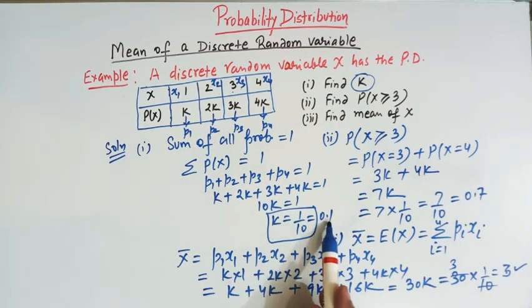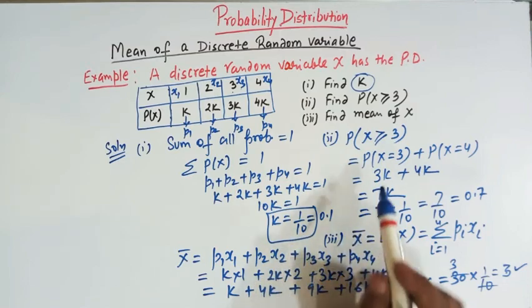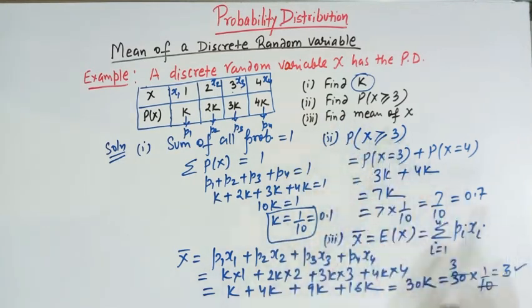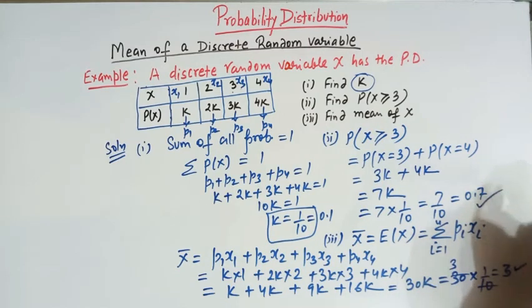And the value of k is 0.1 or 1 by 10, and the value of p of x greater than or equal to 3 is 0.7, right?